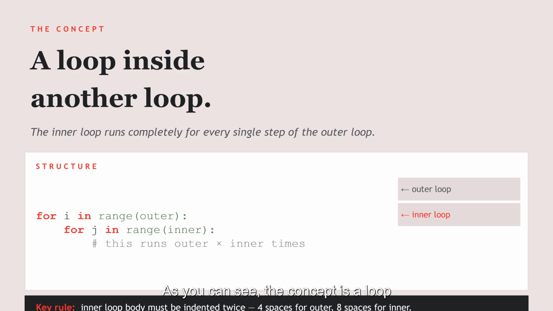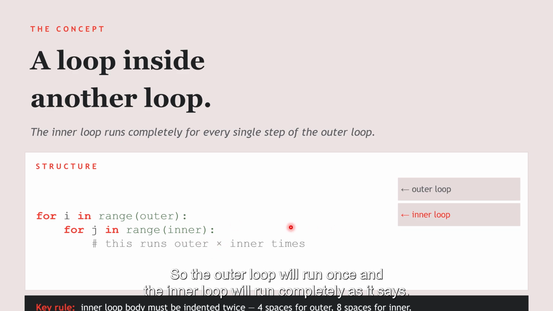As you can see, the concept is putting a loop inside another loop. The inner loop runs completely for every single step of the outer loop. So, for example, once this runs, this will run fully. It will complete a whole loop and then it will go back to this, and this will run once again, and this will run as well. So the outer loop will run once and the inner loop will run completely, as it says here.